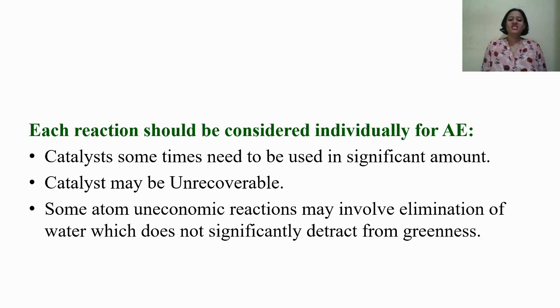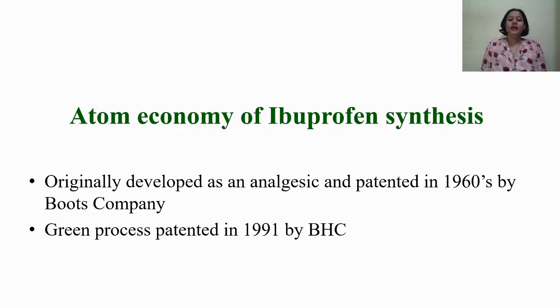Now, when we are considering any reaction for its greenness, we should consider its atom economy individually, because at times the catalyst may be required in an insignificant amount, or the catalyst may be unrecoverable. In the case of some atom uneconomic reactions, there may be elimination of water, and just the elimination of water does not significantly detract from the greenness. This reaction will still be said to be green, though the atom economy will be less, just because elimination of molecules like water is taking place. Now we will see another example where we will calculate the atom economy.